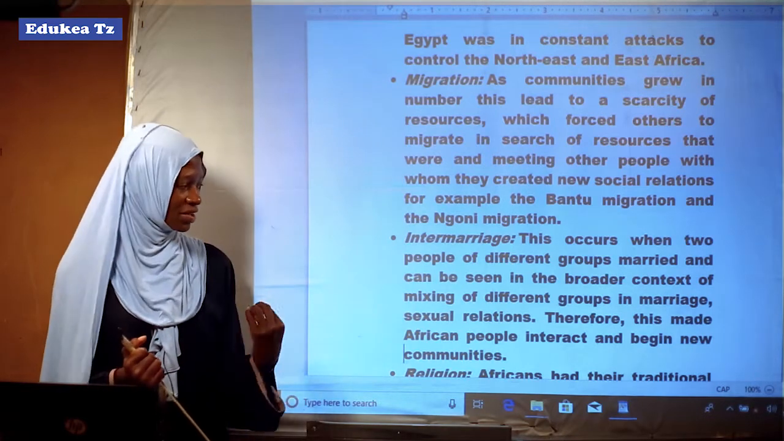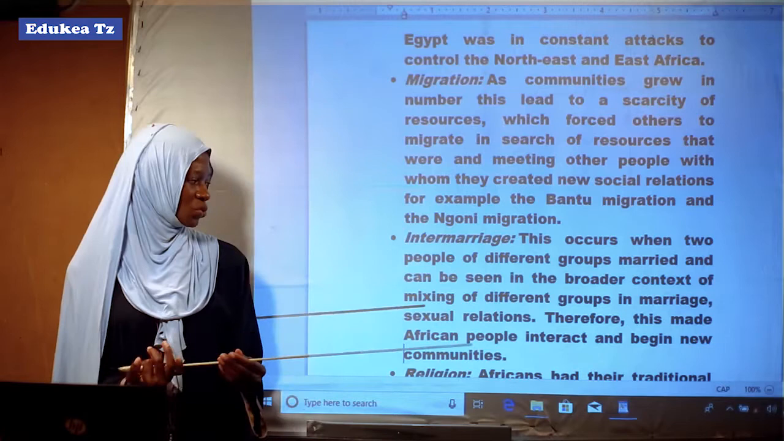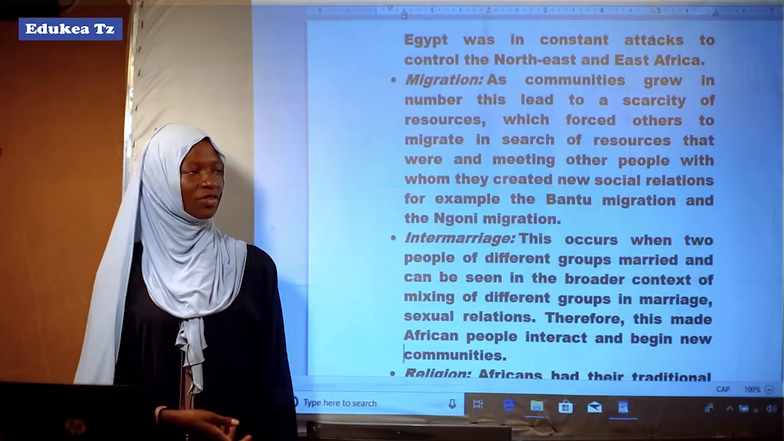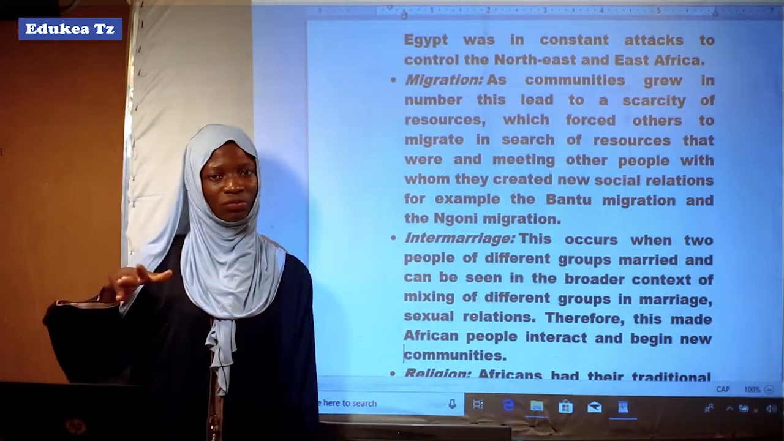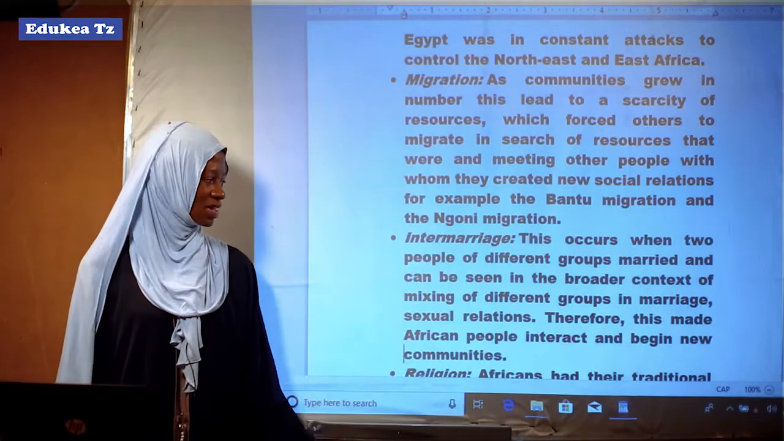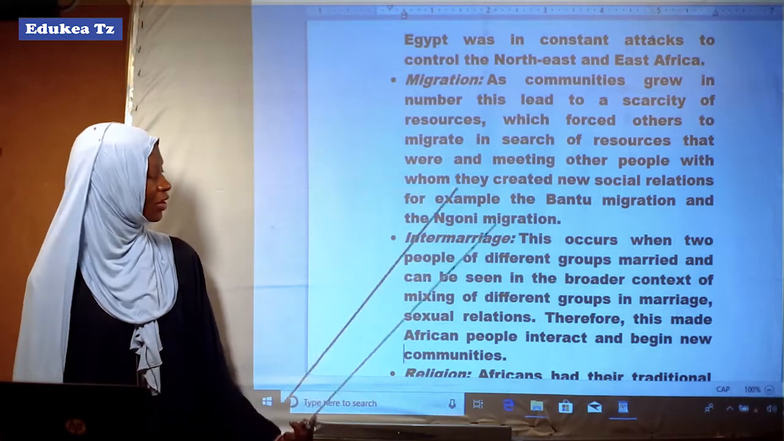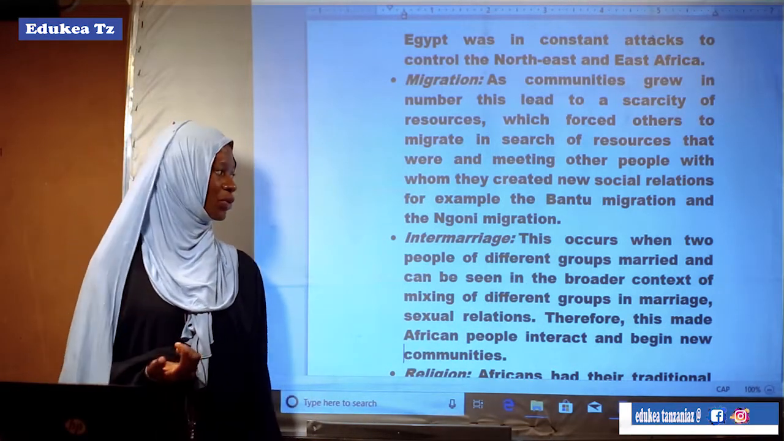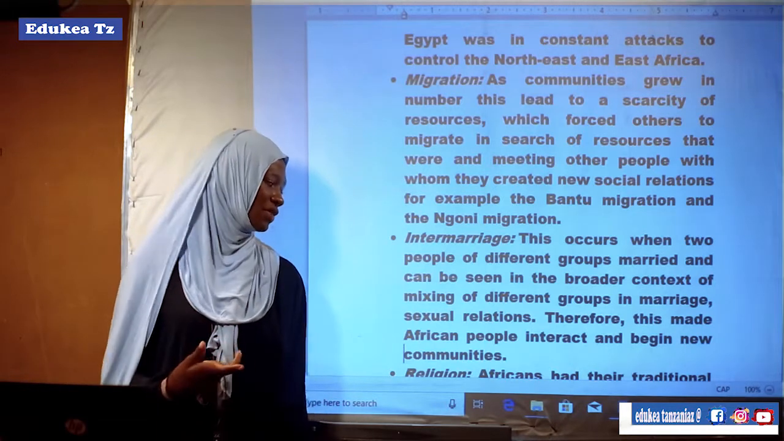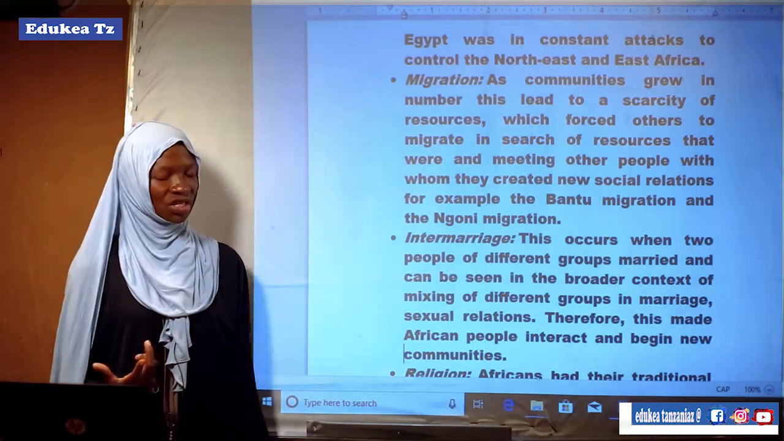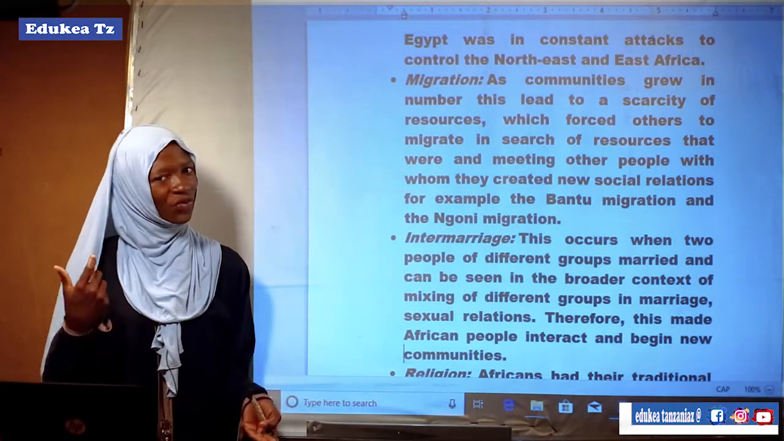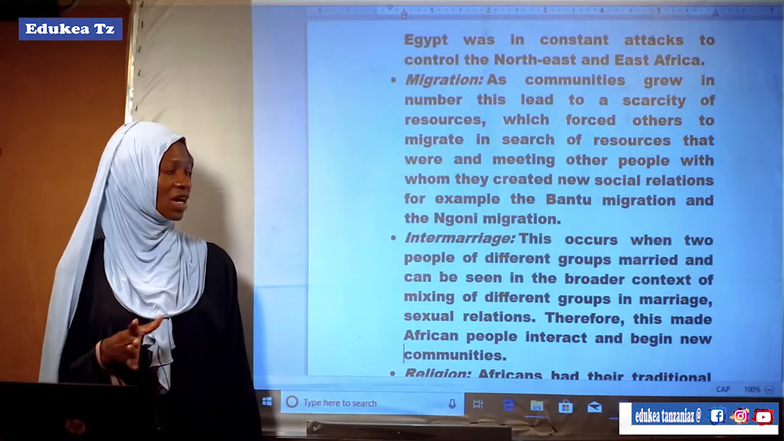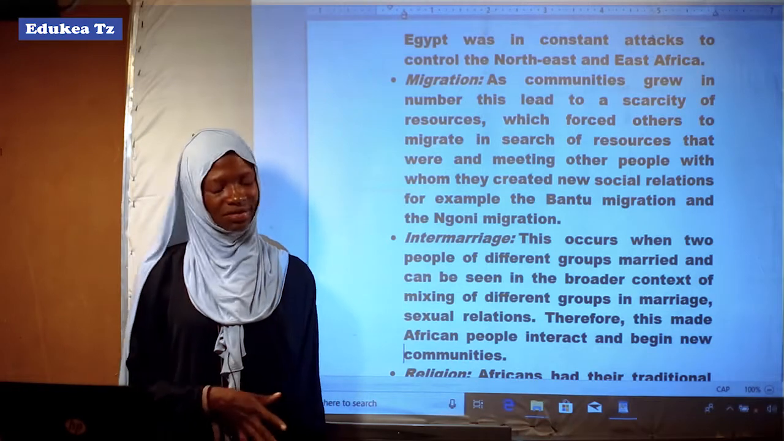Even nowadays, this is applicable. You can see a male from Dar es Salaam and a female from Dodoma. One of them should move to the other, so as to begin the family or the community. That's why the people of Africa interacted. If one moves from his or her society to another, we can say that he or she has interacted with us.